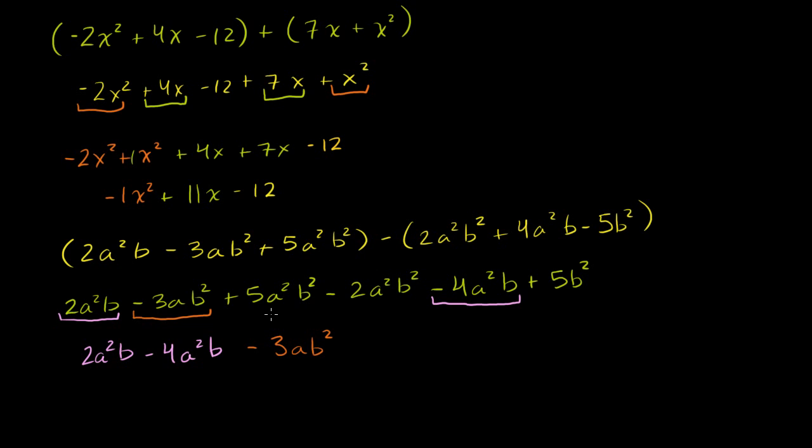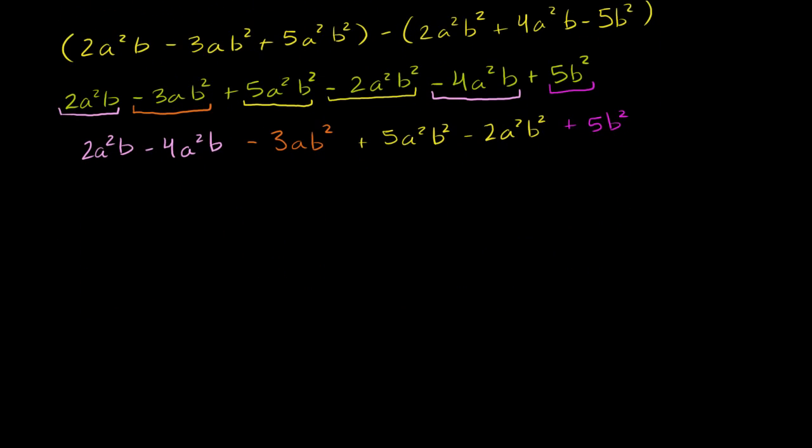And then, let's see, I have an a squared b squared term here. Do I have any other ones? Well, yeah, sure. The next term is a squared b squared, so let me just write that: plus 5a squared b squared minus 2a squared b squared. Right? I just wrote those two. And then finally, I have that last b squared term there, plus 5b squared.